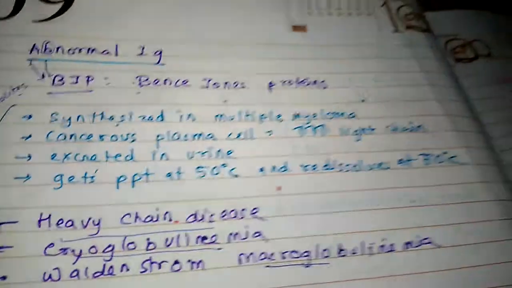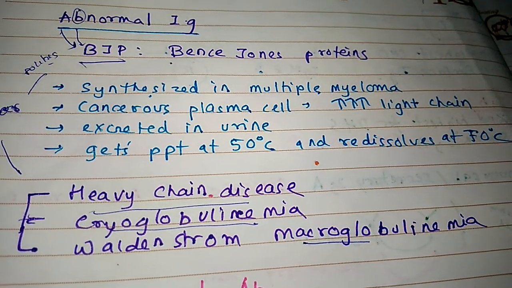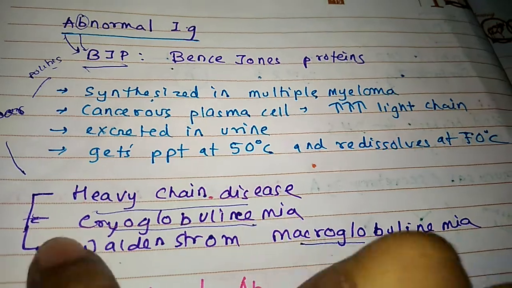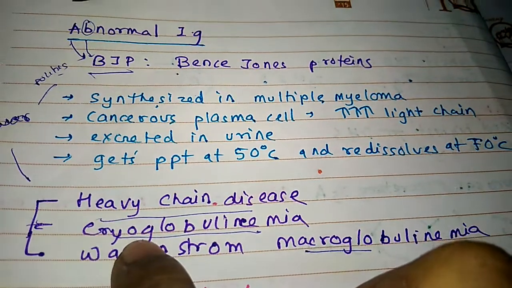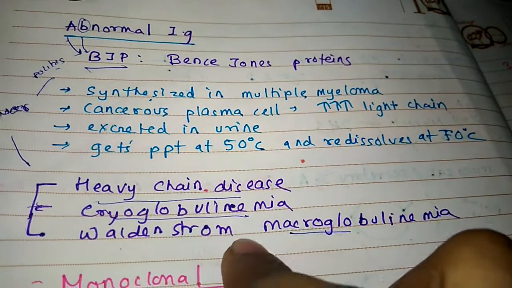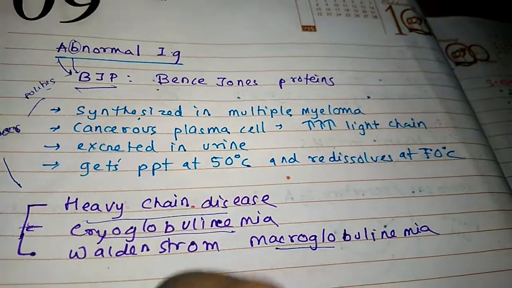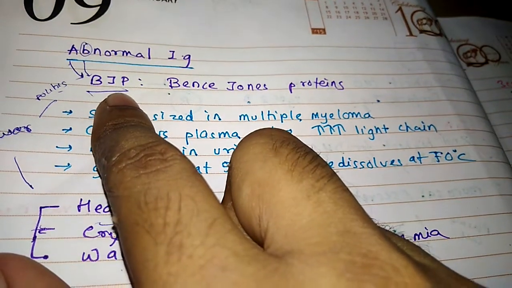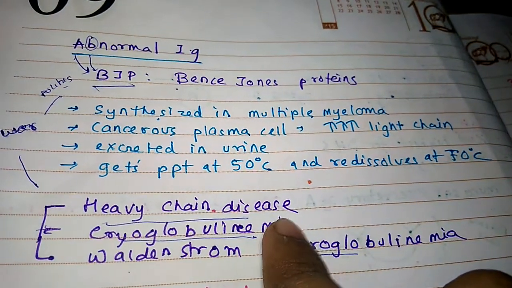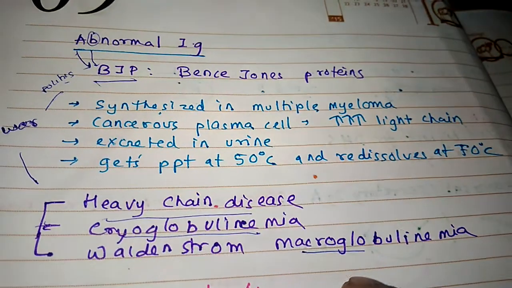And of course from the war we remember the soldiers, they used to fight everywhere in all the fields. In cryoglobulinemia, that is the ice, even if the ice is falling they used to fight, and if a storm was coming they used to fight. So it is Waldenstrom's macroglobulinemia, just the mnemonic for remembering. That is Bence Jones proteins is abnormal immunoglobulin, and heavy chain disease, followed by cryoglobulinemia and Waldenstrom's macroglobulinemia.